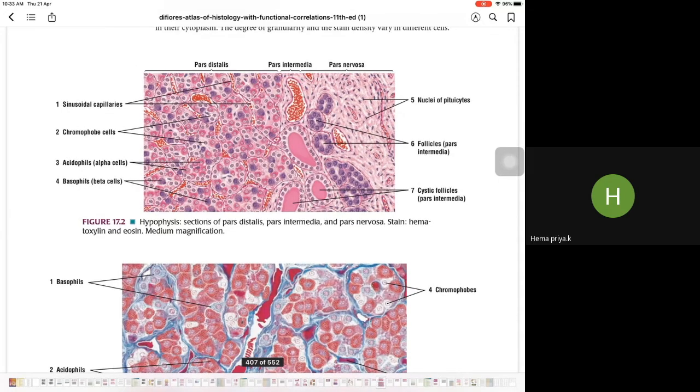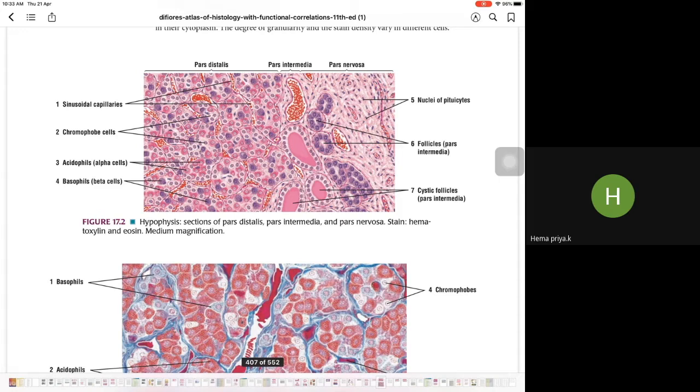Figure 17.2, hypophysis, section of pars distalis, pars intermedia and pars nervosa, stain hematoxylin and eosin, medium magnification. On top, it has been divided into three sections: pars distalis, pars intermedia and pars nervosa. To the left, sinusoidal capillaries, chromophobe cells, acidophils or alpha cells, basophils called beta cells, nuclei of pituicytes, follicles, pars intermedia, cystic follicles.